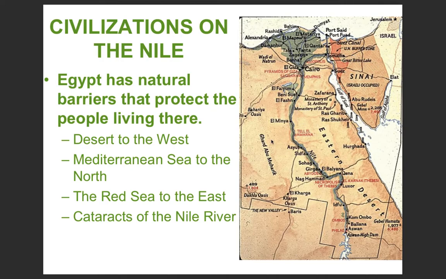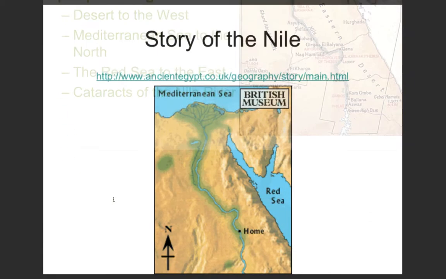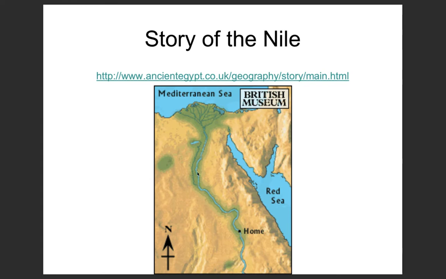Egypt has natural barriers that protect the people living there. So here we are in Egypt on the Nile River, and we have the Sinai Peninsula here, and on the west side we have the Sahara Desert. So let's look at this. It says Egypt has its own natural barriers that protect the people living there. It has deserts to the west, the Sahara Desert, the Mediterranean Sea to the north, and the Red Sea to the east, and cataracts along the Nile River to make traveling difficult. So it had all these natural protectors around it, the deserts and water, and cataracts.